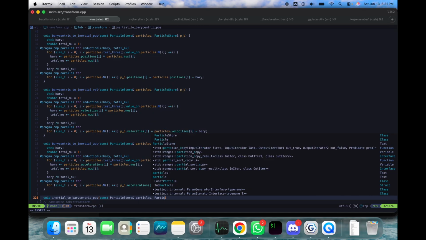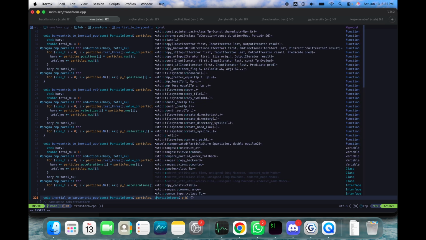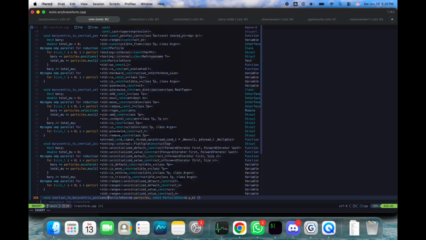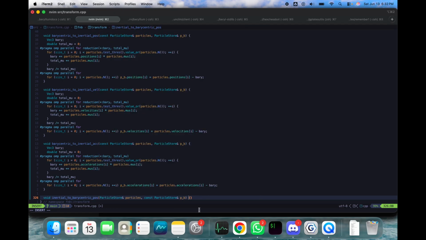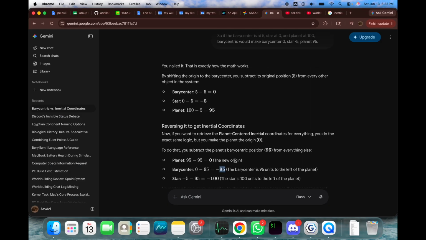Particles, PB, and actually no, this one's const, and this one's particle store. So vec3 bary, no, we don't need bary actually. The formula here is we subtract some random position from everything.